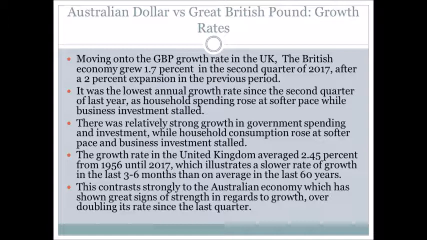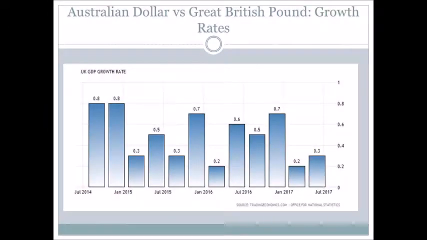There was relatively strong growth in government spending and investment, while household consumption rose at a softer pace and business investment stalled. The growth rate in the UK averaged 2.45% from 1956 until 2017, which illustrates a slower rate of growth in the last 3 to 6 months than on average in the last 60 years. This contrasts strongly to the Australian economy, which is showing great signs of strength in regards to growth, over doubling its rate since the last quarter.